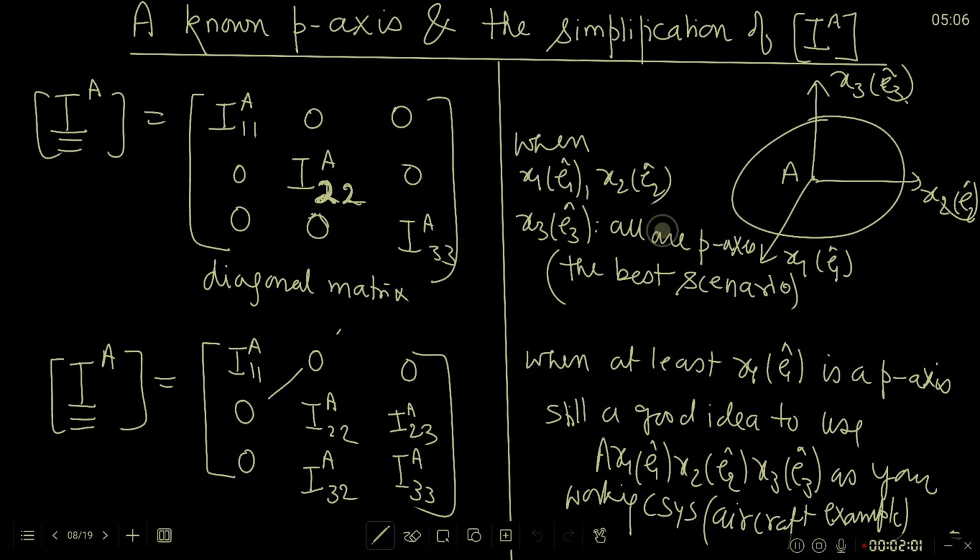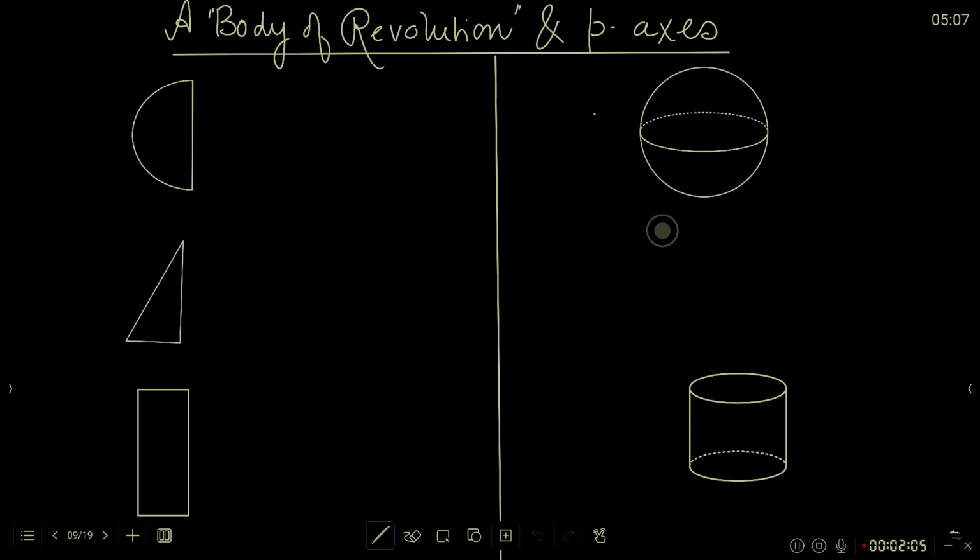Alright, so moving on, a body of revolution and principal axis of the body at point A. So if your rigid body of interest is a body of revolution, then it is easy to identify not only one principal axis, but you can identify all three principal axes, at least three principal axes which are perpendicular to each other at a point which is on the axis of the body of revolution.